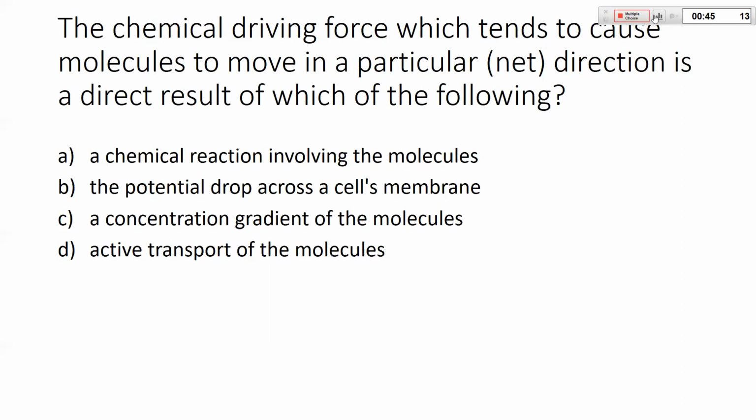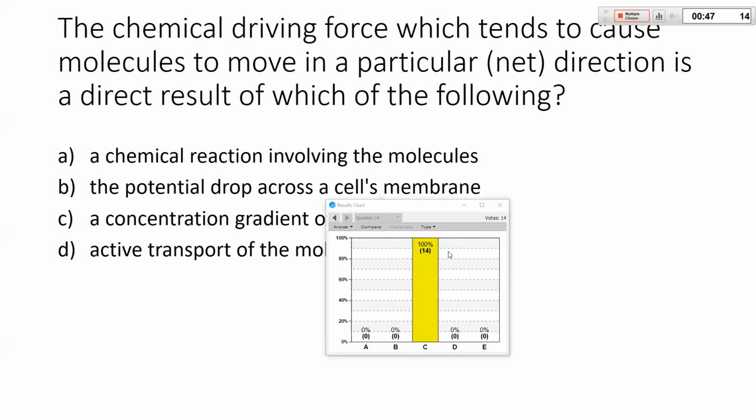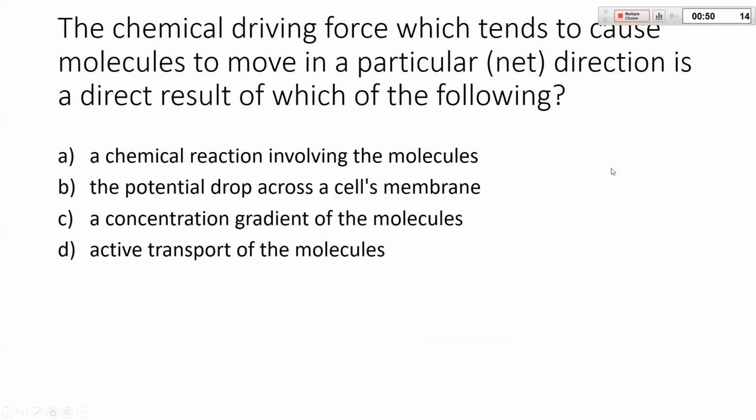All right, so let's see what we got here. All right, good. Well, everyone said C. So a concentration gradient is responsible for the chemical driving force, right?